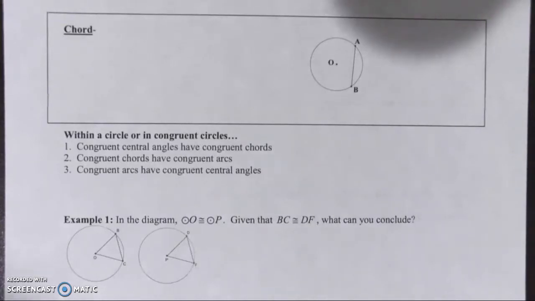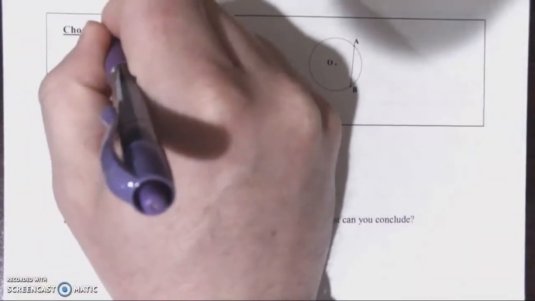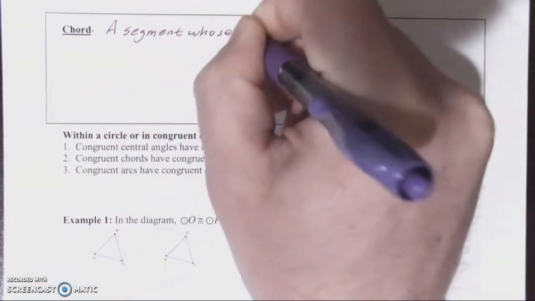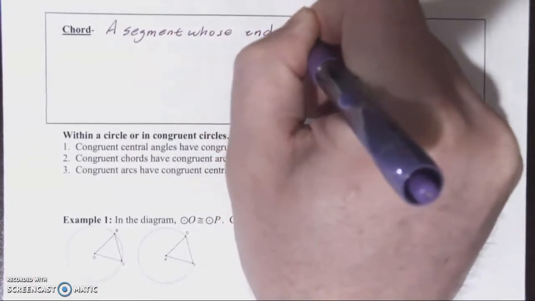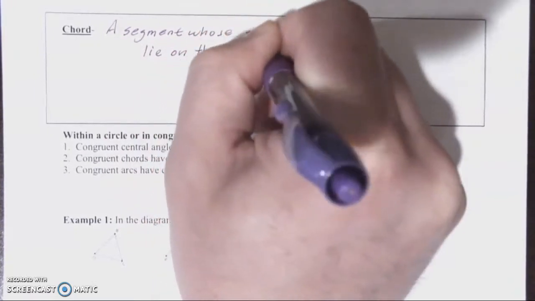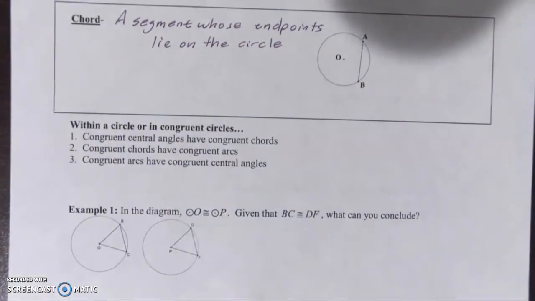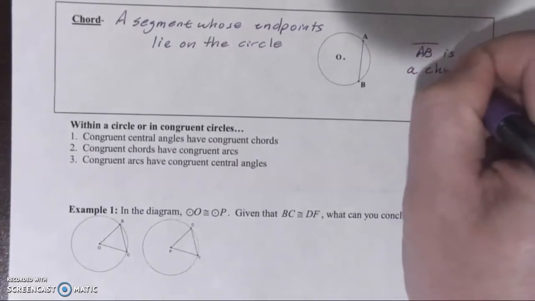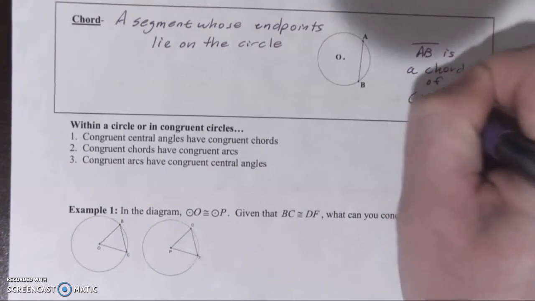Alright guys, a chord is another line, or in this case a segment, that is drawn in relation to a circle. So we continue on with section 11.1, 11.2 notes. A chord is defined as a segment whose endpoints lie on the circle. And as you can see, we've created a chord here. This would be segment AB is a chord of circle O.